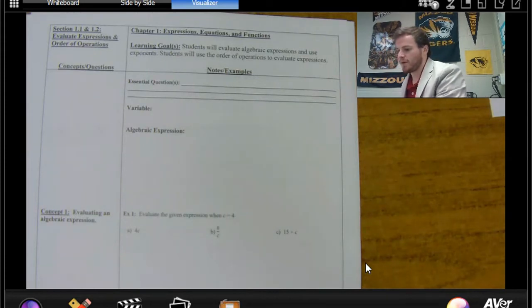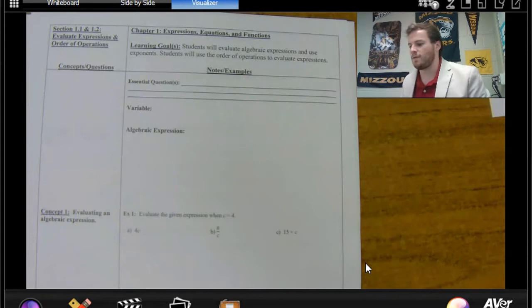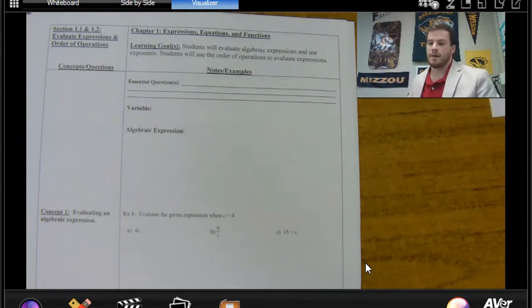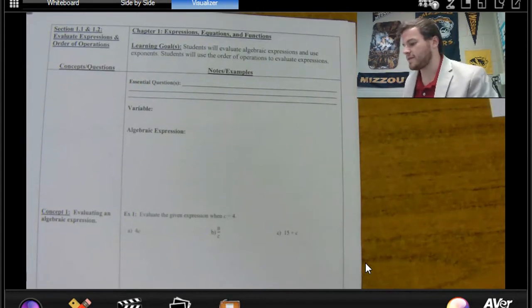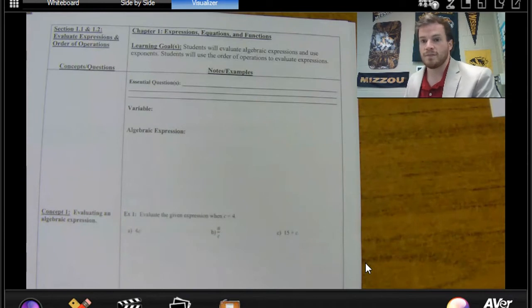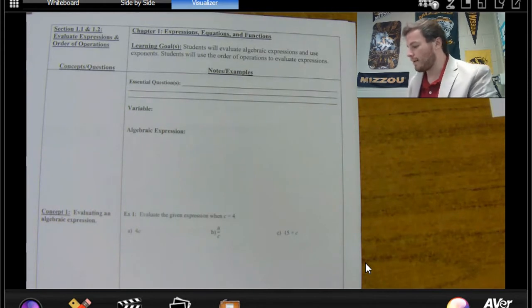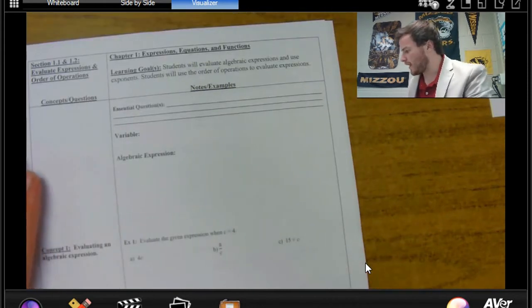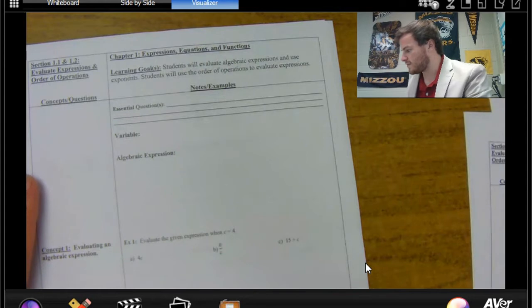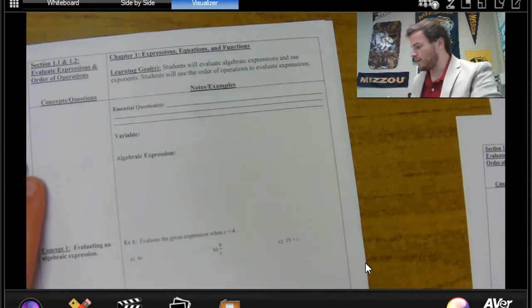So section 1.1 and 1.2 is evaluate expressions in order of operations. This comes from chapter 1 about expressions, equations, and functions. Now, the main difference between an expression and an equation is an equal sign. Expressions do not have equal signs. So we're going to talk about that a little bit here. Our essential question is, how do I evaluate an algebraic expression using substitution and the correct order of operations?